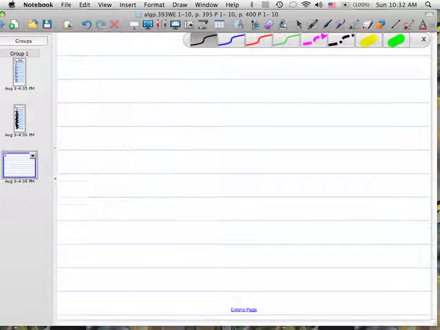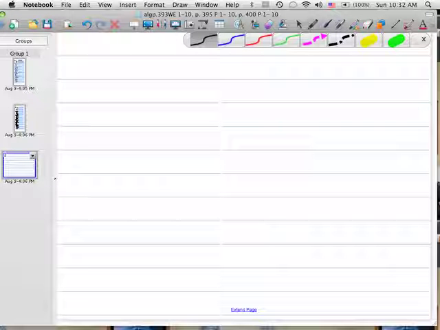And the last part of our assignment is on page 400. And this is inverse variation.